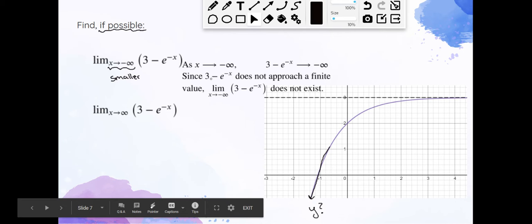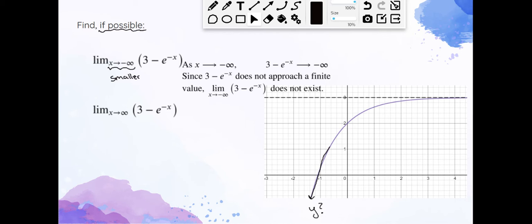So since 3 minus e to the negative x does not approach a finite value, we say the limit as x approaches negative infinity does not exist. It means there is not a specific value that this function is approaching. So this is an example of one of those limits that does not exist.